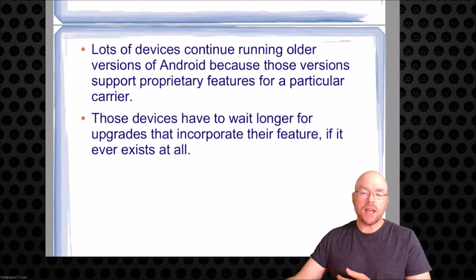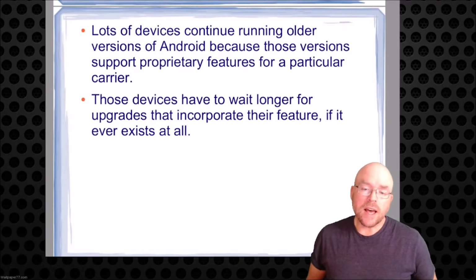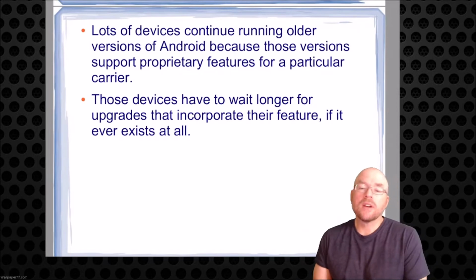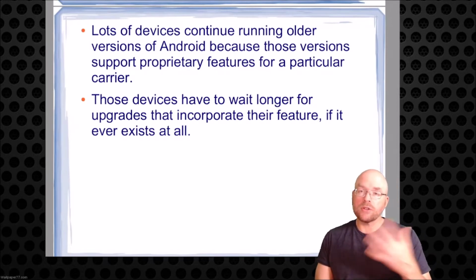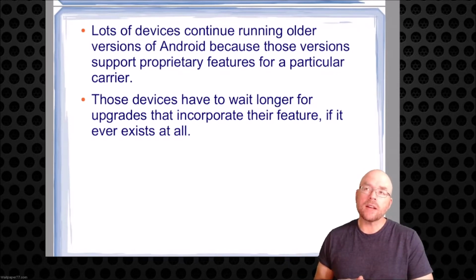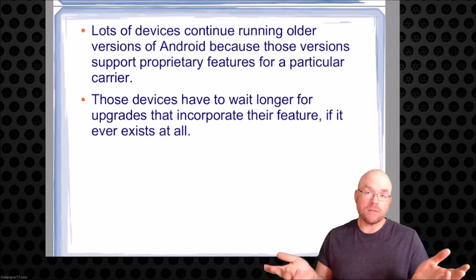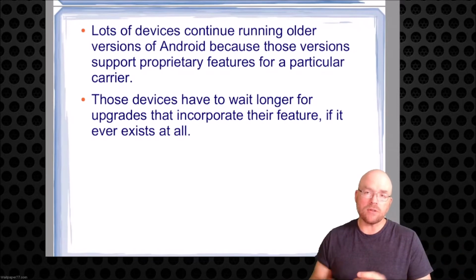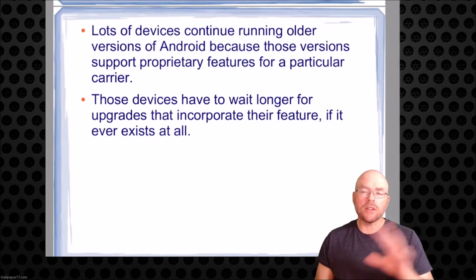Now as I was saying, there's a lot of devices that are going to continue running older versions of Android. There's reasons for it. They might be working with a particular carrier that is supporting a proprietary feature, right? A feature that only works for, say, Verizon or T-Mobile. If there's a particular version of Android that's been customized or tailored for their network, then all the devices that rely on that proprietary feature, that have that proprietary code, are going to have to wait.